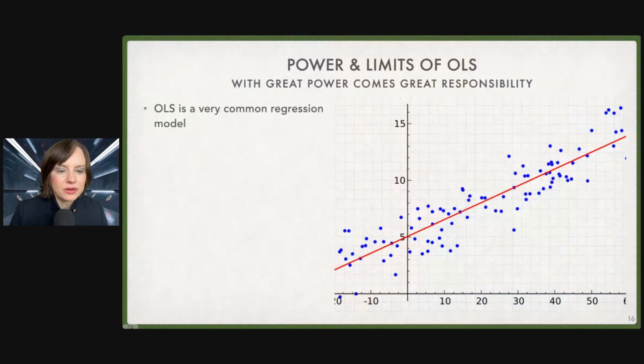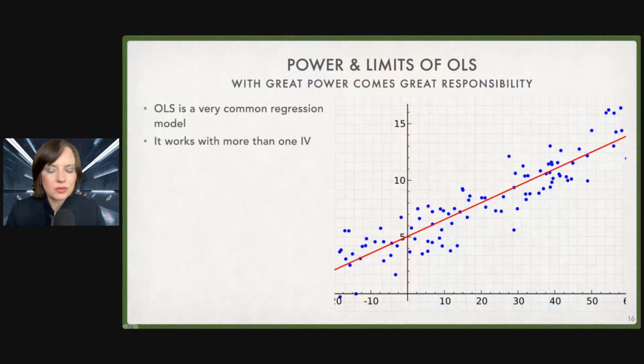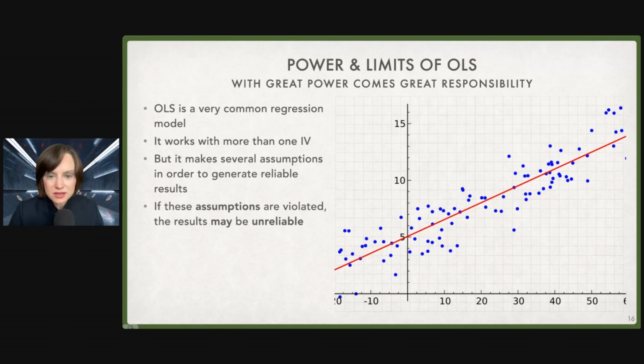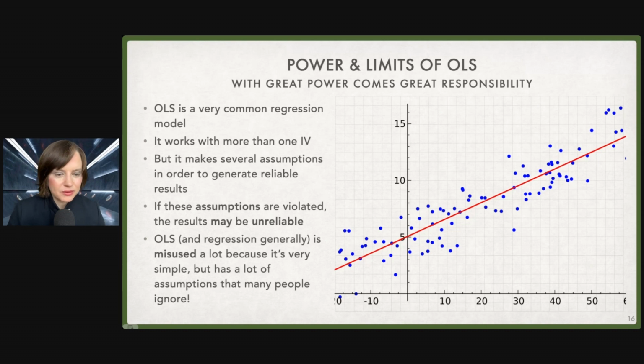So OLS is so common. So many people use OLS. It works with more than one independent variable. You can do all kinds of interesting things, but in order to generate reliable results, you need to make several assumptions. If these assumptions are violated, our results may be unreliable. So OLS and regression generally is misused because it's so simple and so easy to do once you get the code and have a sense of how to interpret it. You just generate regressions until the end of time, but it has so many assumptions that most people ignore.